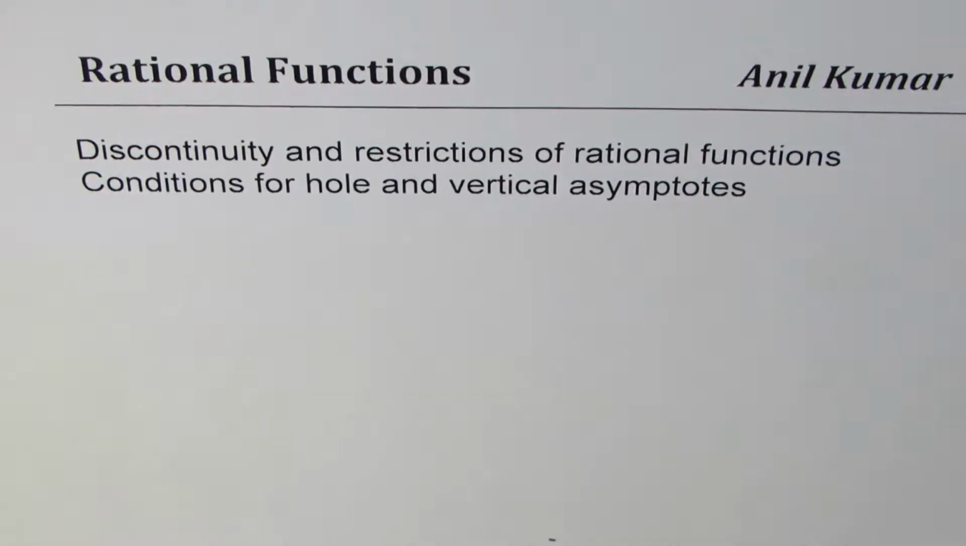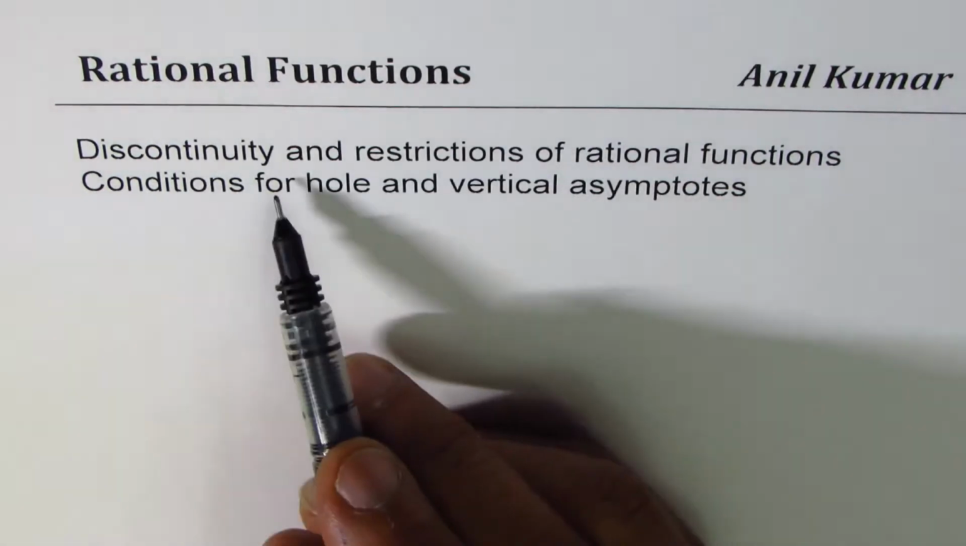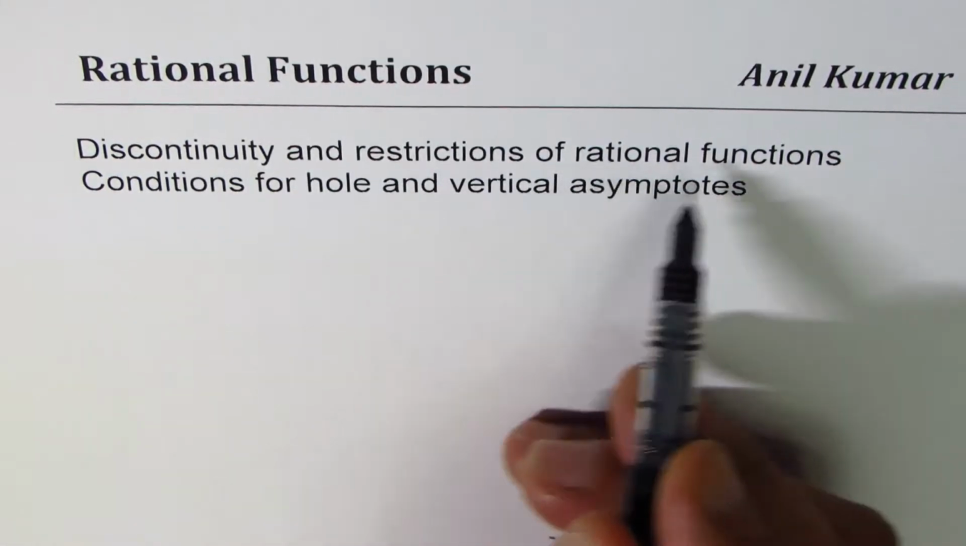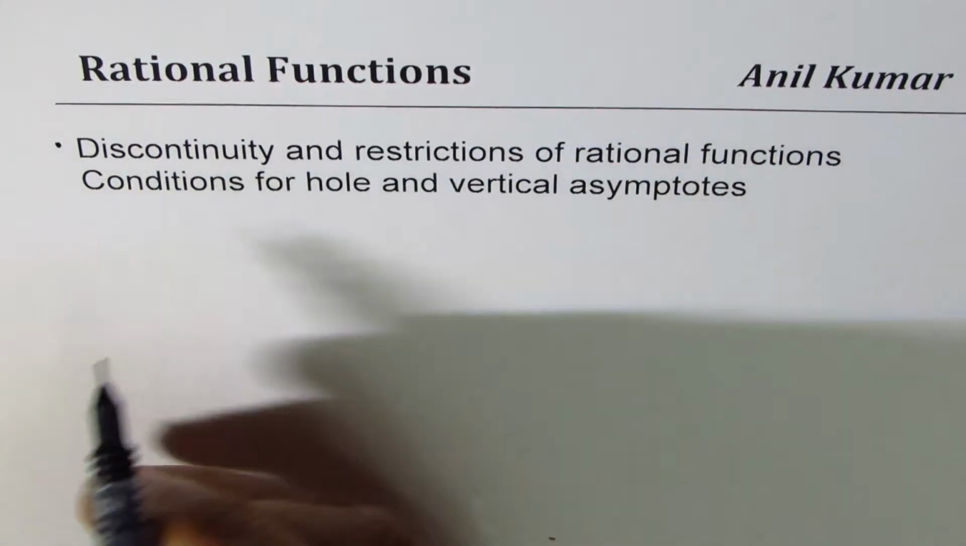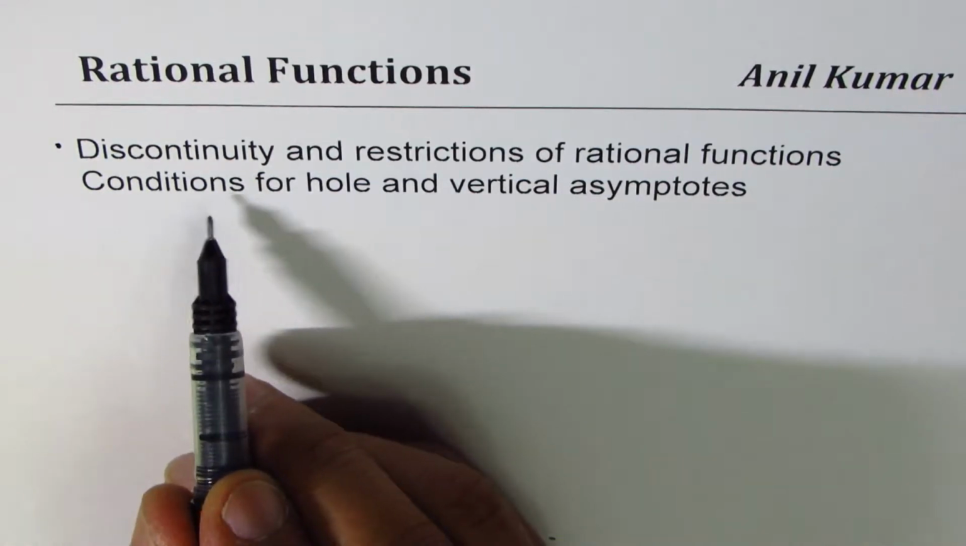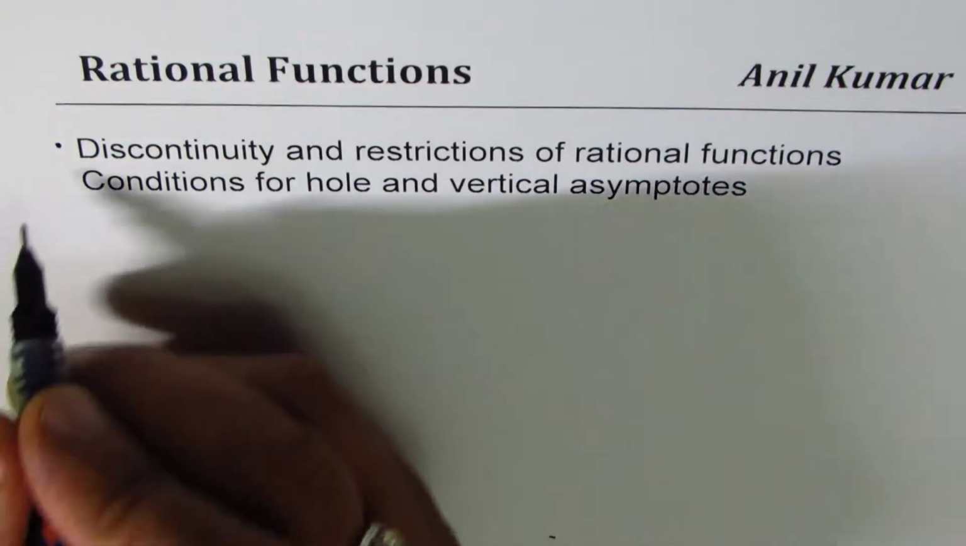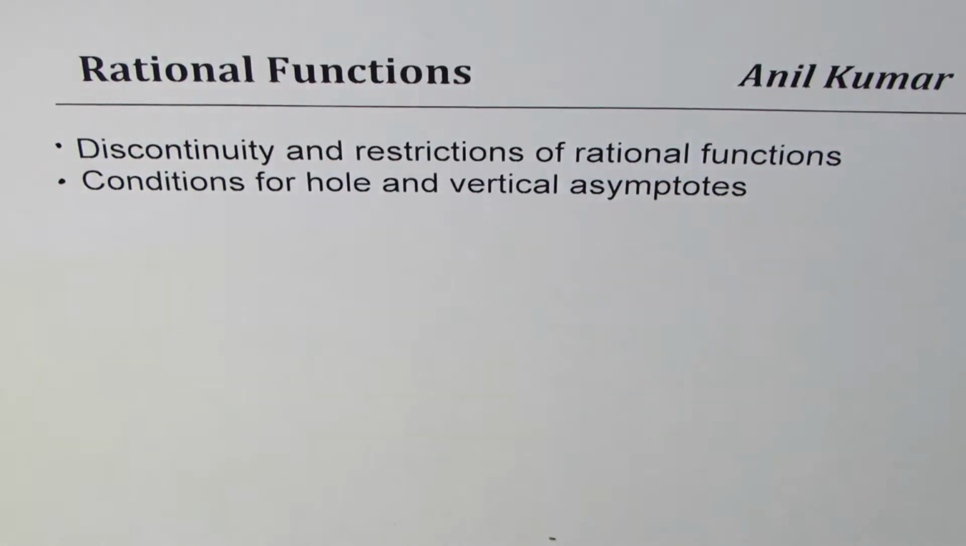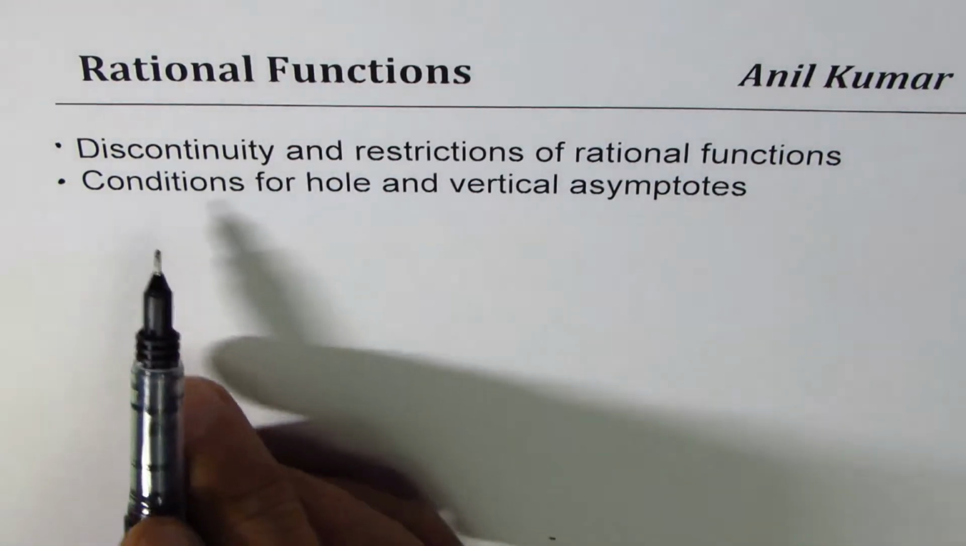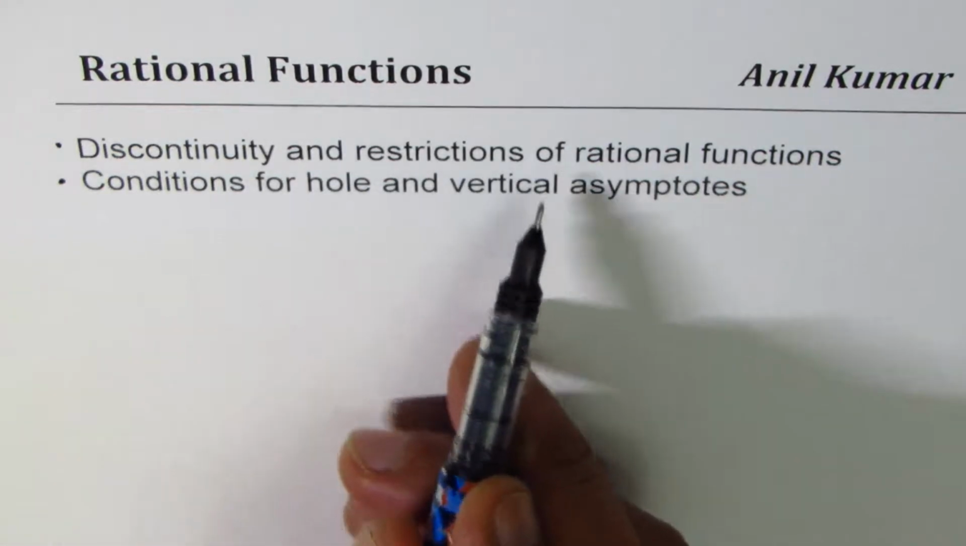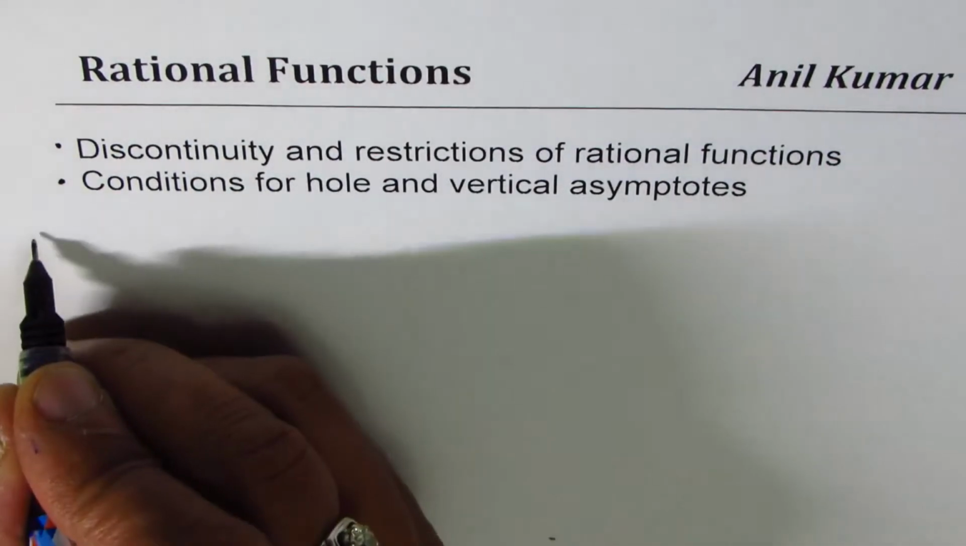Here we will discuss discontinuity and restrictions of rational functions. That's the first thing. And then we'll discuss conditions for holes and vertical asymptotes. So these are two related topics which we are going to discuss now. Discontinuity and restrictions of rational functions.